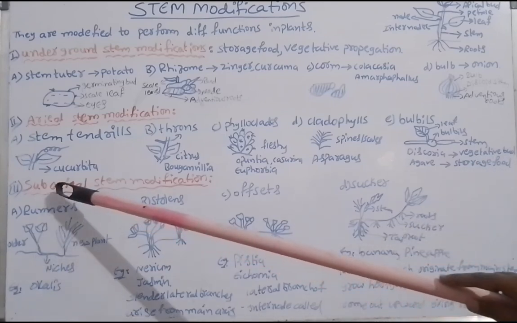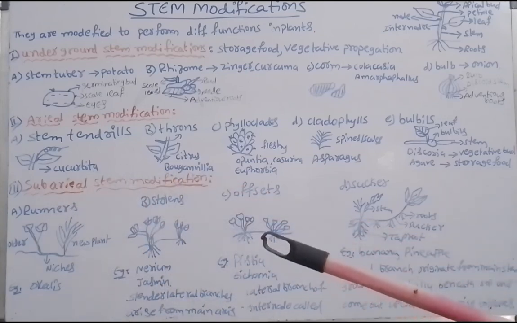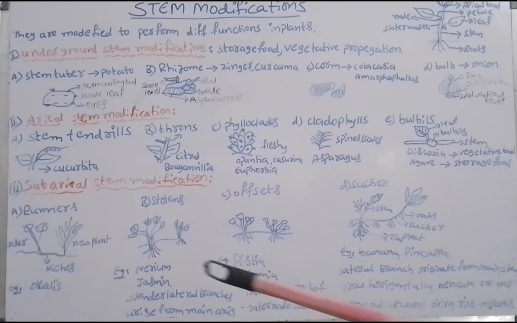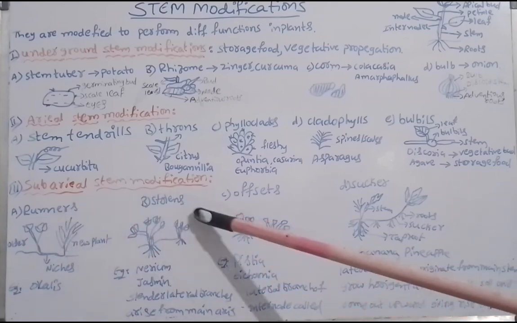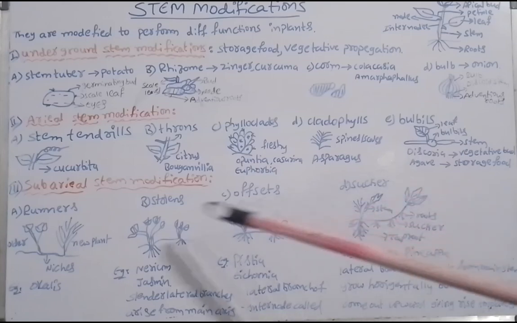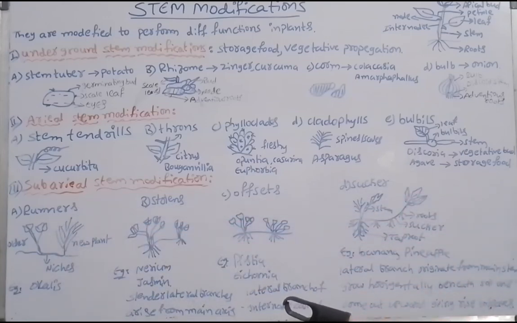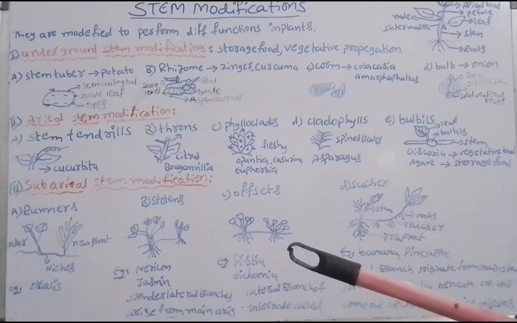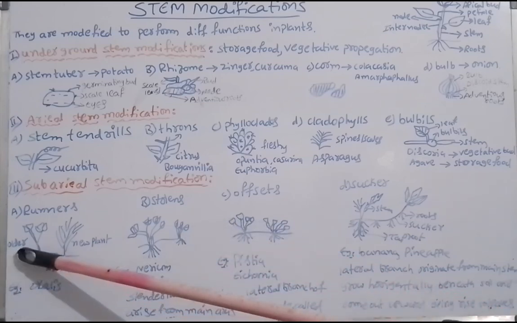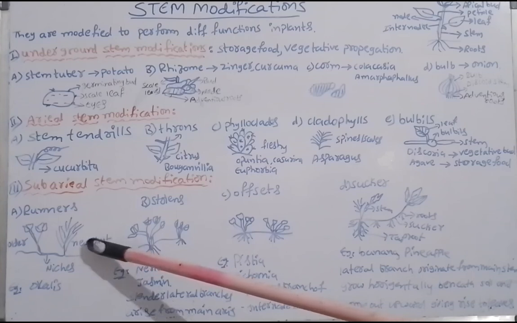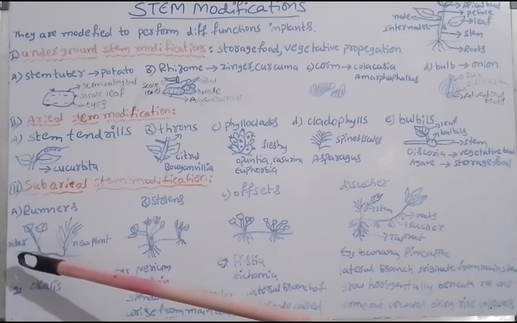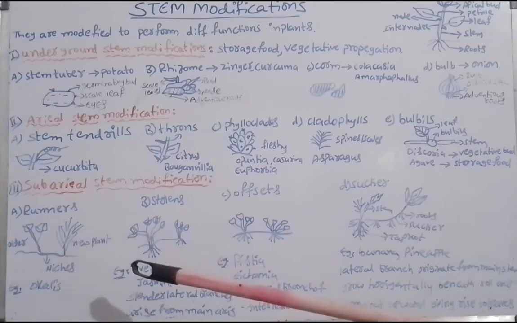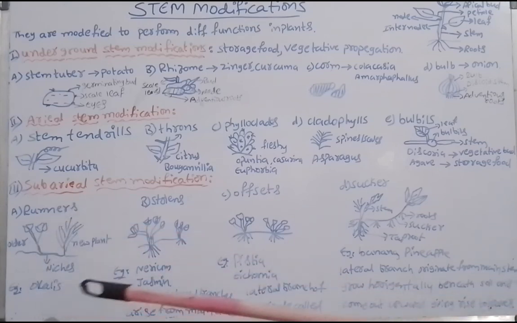So last one is subaerial stem modifications. These subaerial modifications are 4 types: runners, stolons, offsets, suckers. First one, runners. In some grasses or strawberry and subaerial stems in oxalis, they spread to new niches and form new plants when older parts die. See here, this is the older part, this is the new plant. When the older part dies, then new plant is developed in the niche. This is called runners. Example, oxalis, grapes or strawberry.